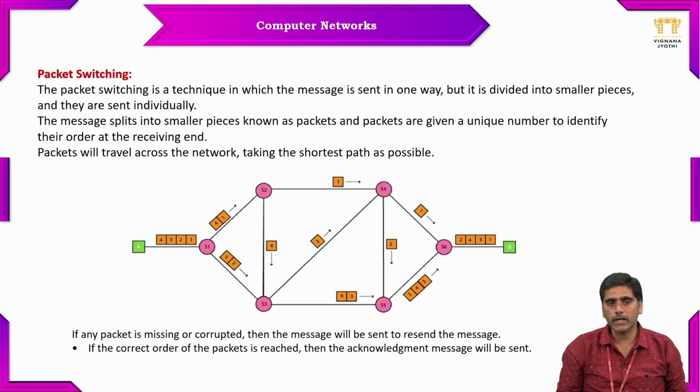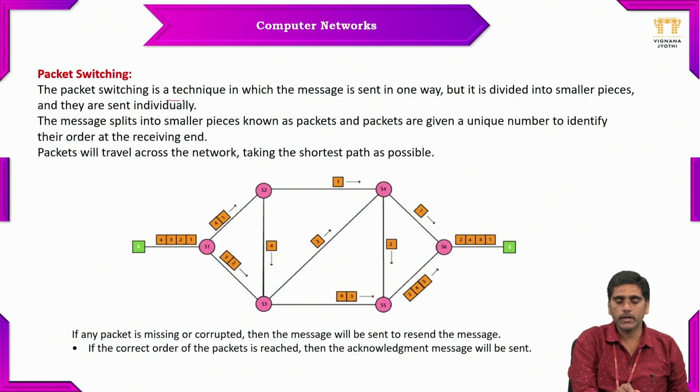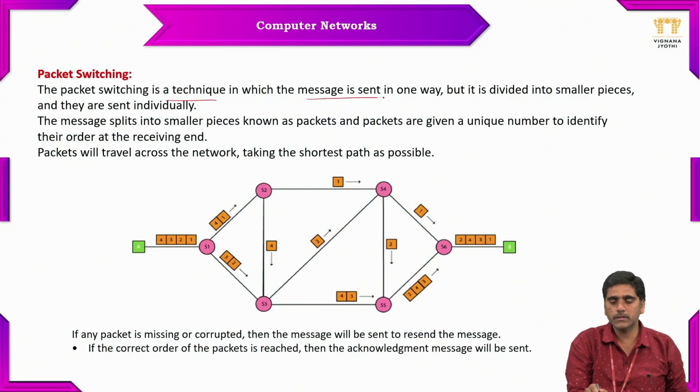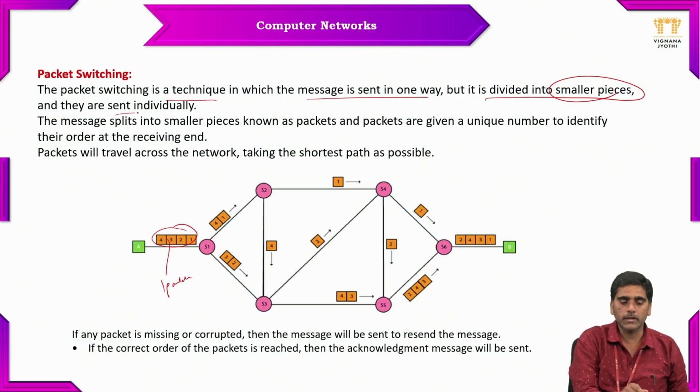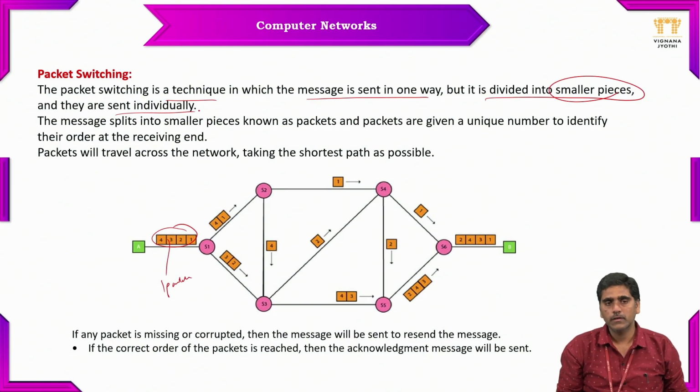And the third one is what? Packet switching. Packet switching is a technique in which the message is sent one way, but it is divided into smaller pieces. Suppose the entire message, packets 1, 2, 3, 4, is divided into smaller pieces and they are sent individually to the destination side through the nodes.